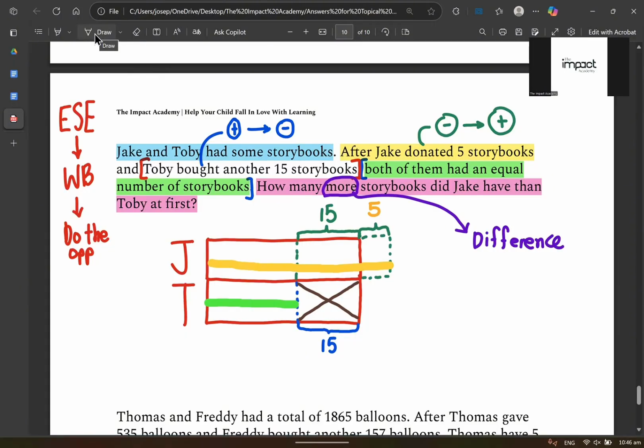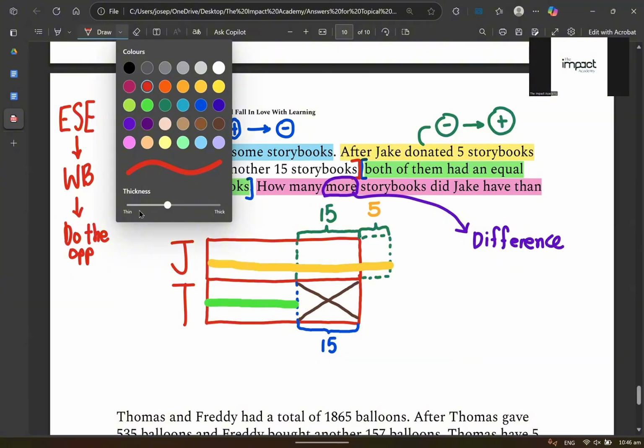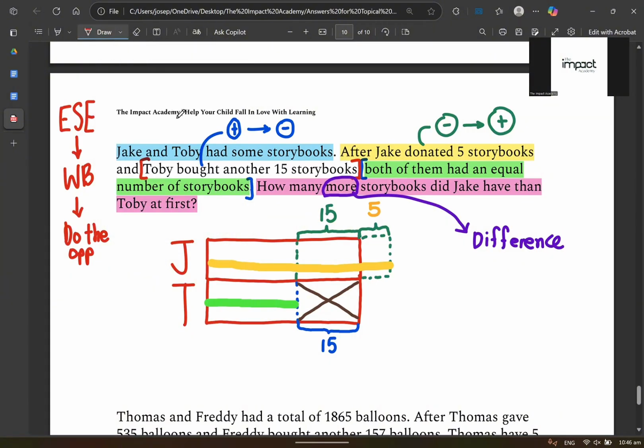Now, what are we trying to find? What do you think we are trying to find? How many more, right? So we are trying to find the difference. Very good. So what do you think is the difference? 20. Very good. That's it.